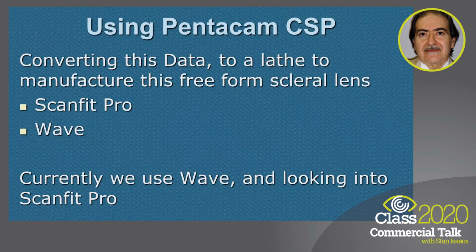Once you have the measurements of the sclera, you need to convert this data in order for a lathe to actually manufacture a lens, right? With the current lathe technology today, this data is transferred to something a lathe can understand and produces a freeform lens, scleral lens, normal RGP or whatever, with the appropriate software interpreting what these machines find. The software will include what we use as ScanFit Pro and Wave software. Currently, we're using mainly Wave software, and we're looking at ScanFit Pro, which we're going to start pretty soon.